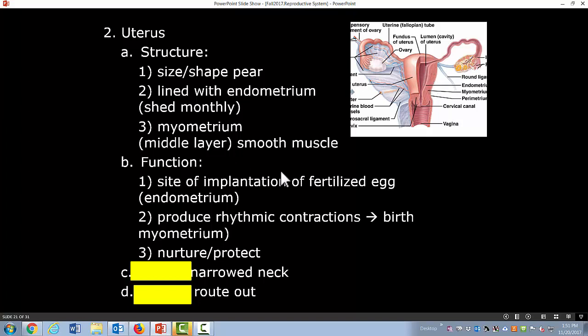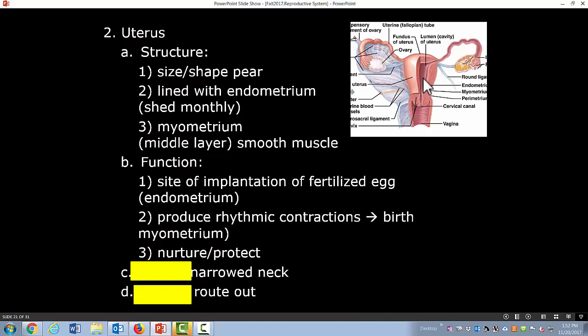Now the uterus is the site of implantation of that fertilized egg. If the egg is fertilized, then it travels to the uterus where it implants within the endometrium. Once the egg has developed, formed the embryo, then the fetus, and we're ready to give birth, the myometrium is the structure that produces the rhythmic contractions in order to allow birth to occur. In addition to implantation and childbirth, the uterus also helps to nurture and protect that individual as it goes through its developmental stages until it's born.